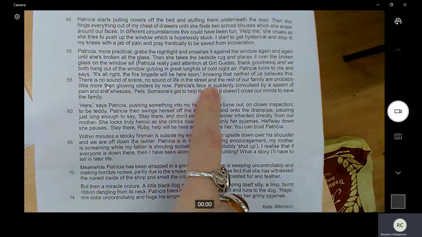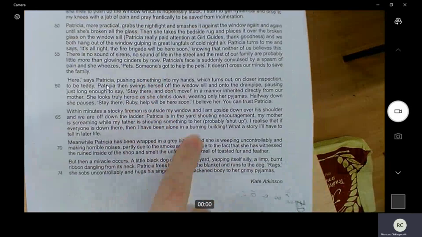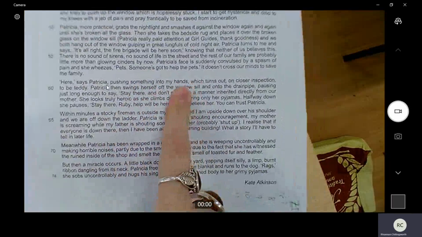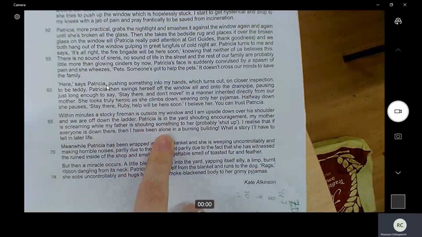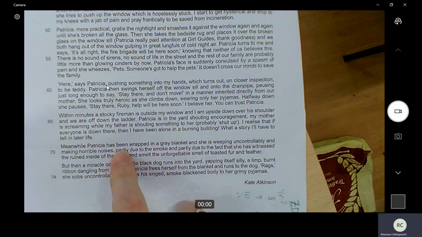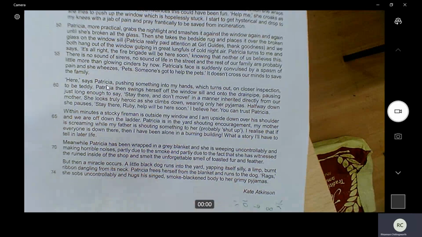And then, of course, you have this idea of Patricia actually going to try and save the pets, and then eventually is responsible for the fact that Ruby gets saved.